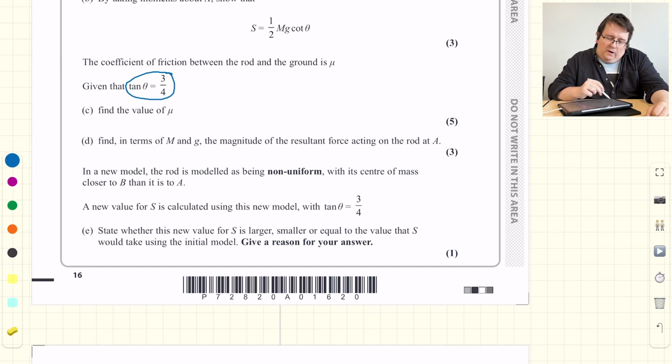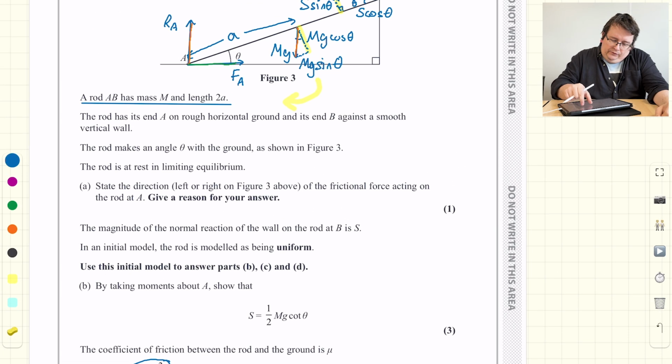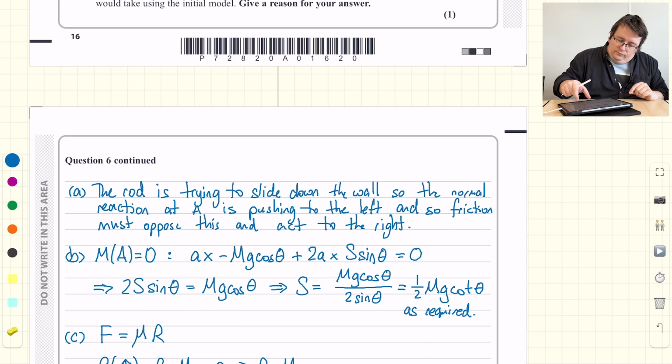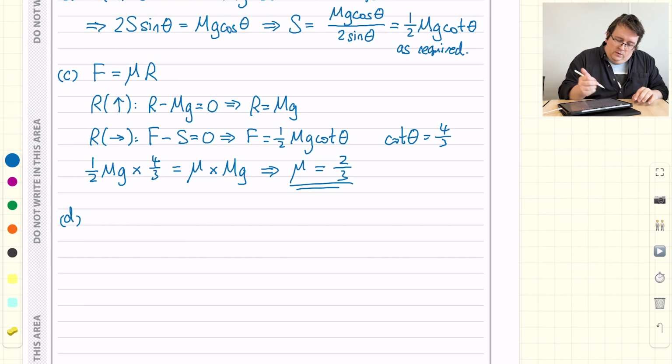Part D. Find, in terms of m and g, the magnitude of the resultant force acting on the rod at A. So, we've got two forces at A. We've got the frictional force, and we've got the normal reaction force. So you can think of that as a vector Fi plus Rj, and we want to find the magnitude of that.